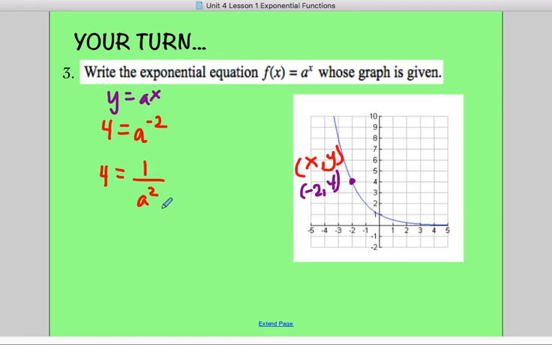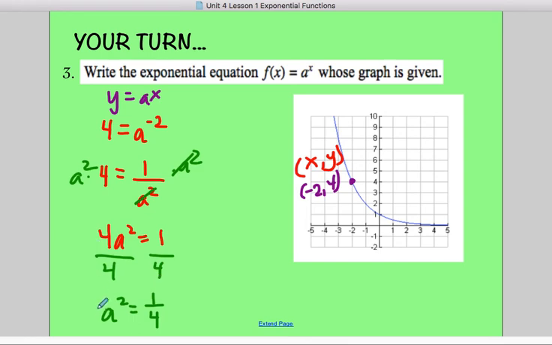Now, what we could do is times both sides by a squared. So I have 4a squared equals 1. What I did was times by a squared. These cancel. And I'm trying to get a by itself, so I would divide by 4. So a squared is equal to 1 over 4. And then to get a by itself, square root. So a is equal to plus or minus the square root of 1 over 4.